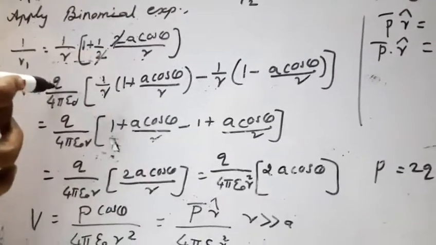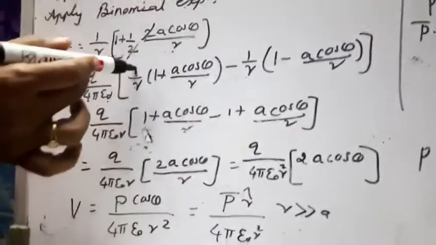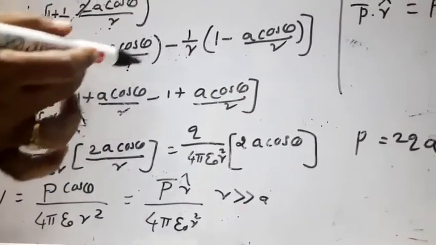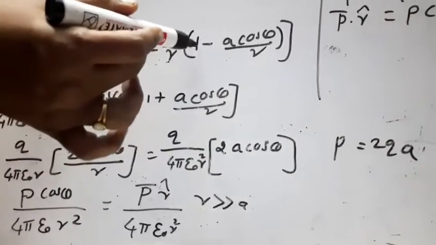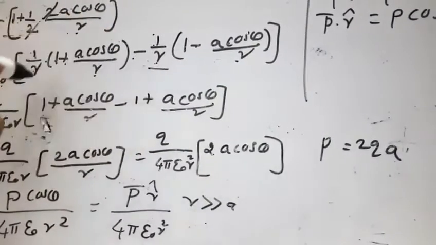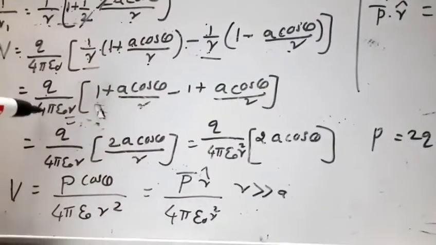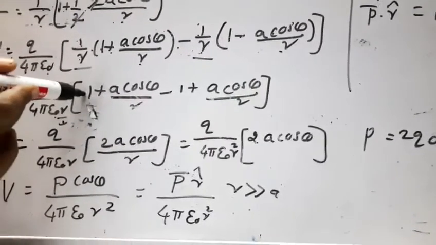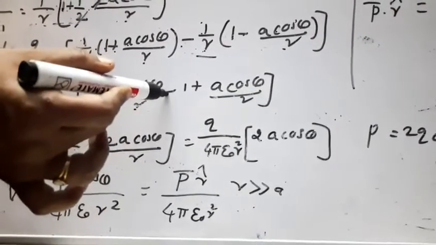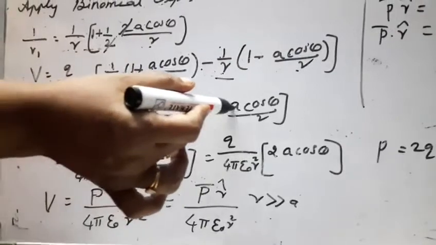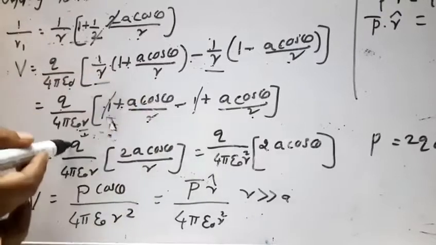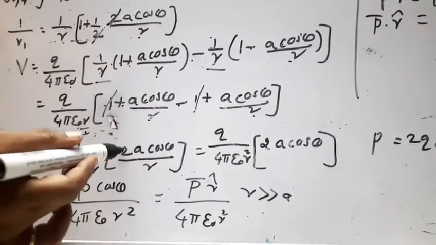Therefore V equal to q by 4 pi epsilon naught, 1 by r into 1 plus a cos theta by r, minus 1 by r into 1 minus a cos theta by r. So r is common, so you take it out. Therefore q by 4 pi epsilon naught r. So here 1 plus a cos theta by r minus 1 minus a cos theta by r. Therefore here q by 4 pi epsilon naught r. So this 1 is cancelled.